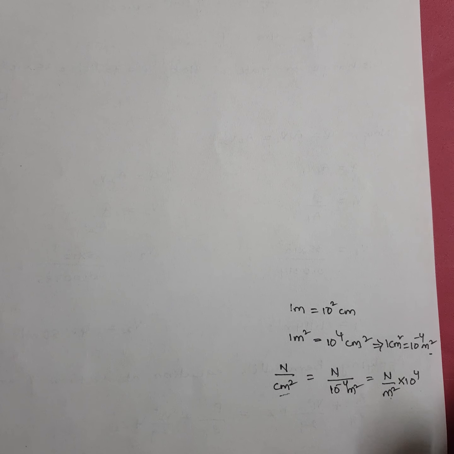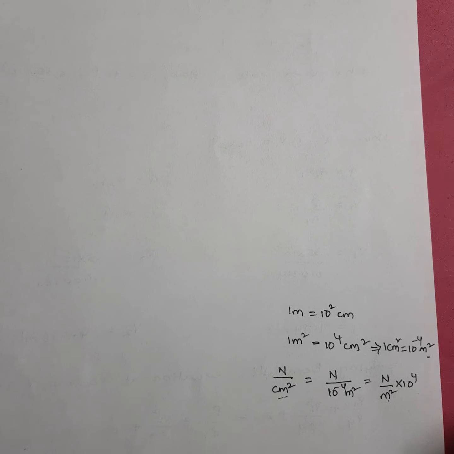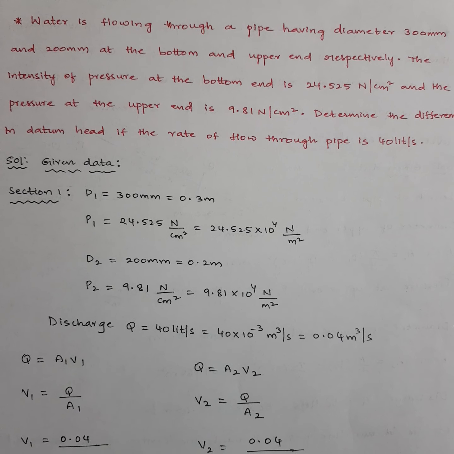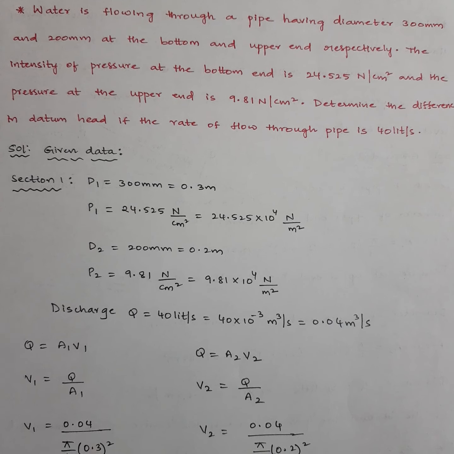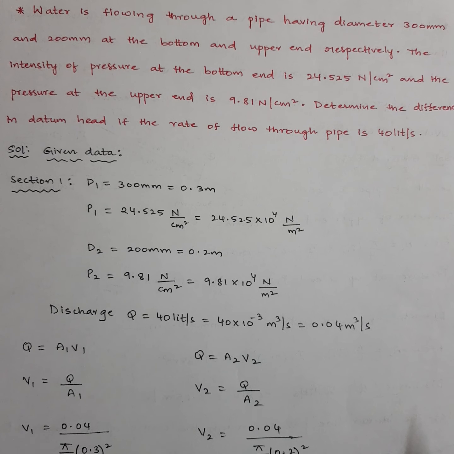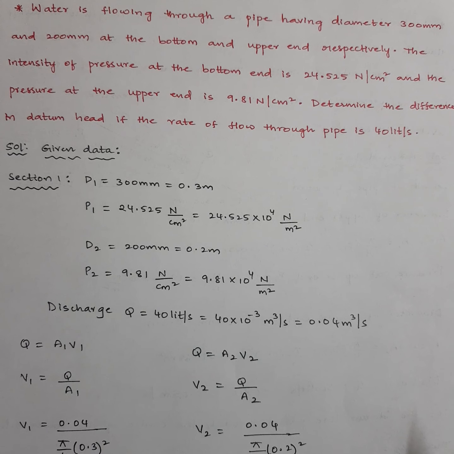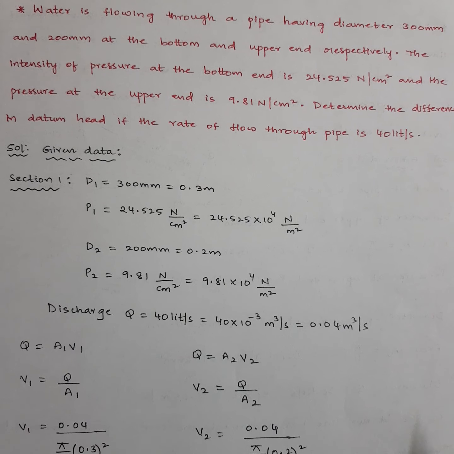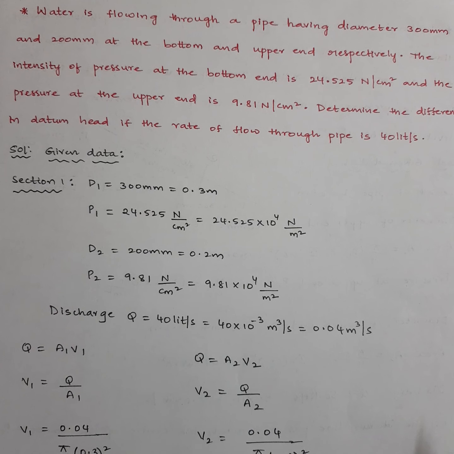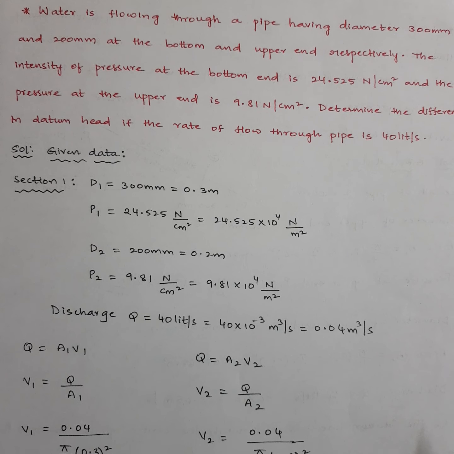So this is the very first model of Bernoulli's equation, where all the given data will be given, only P2 will be missing. Alright, let's see the second model of problem. Water is flowing through a pipe having diameter 300 mm and 200 mm at the bottom and upper end respectively. If the intensity of pressure at the bottom end is 24.525 Newton per centimeter square and the pressure at the upper end is 9.81 Newton per centimeter square, determine the difference in datum head if the rate of flow is 40 liter per second.